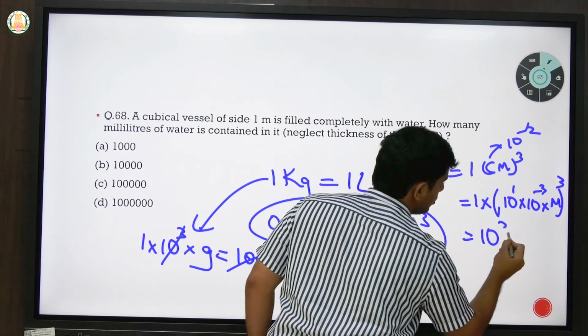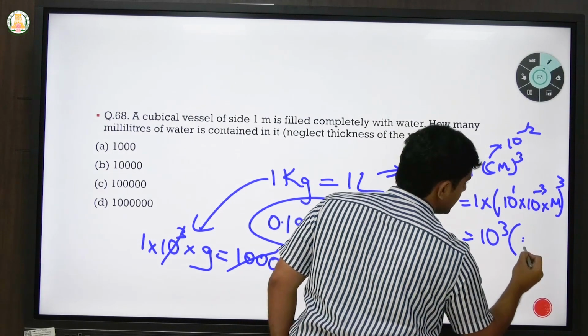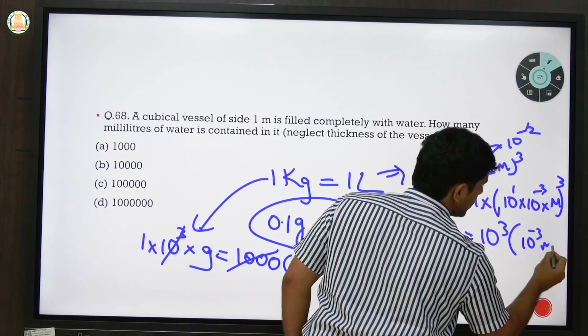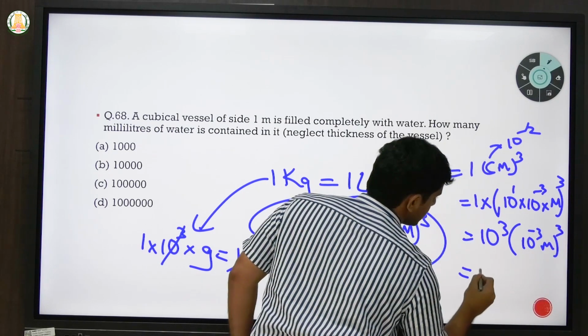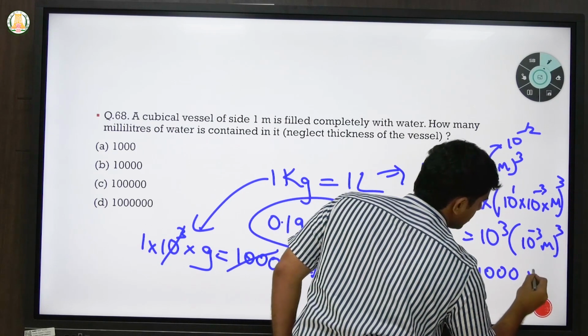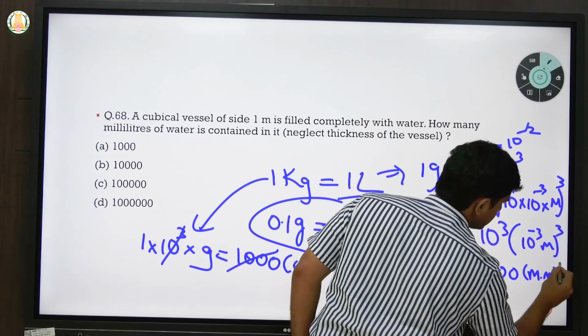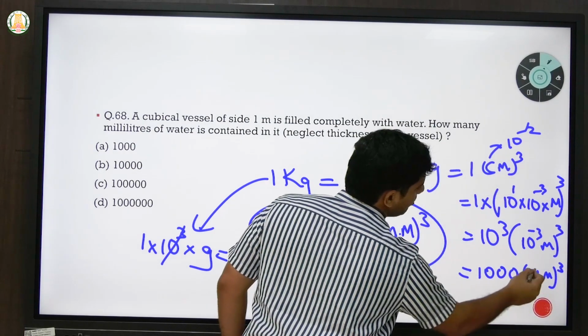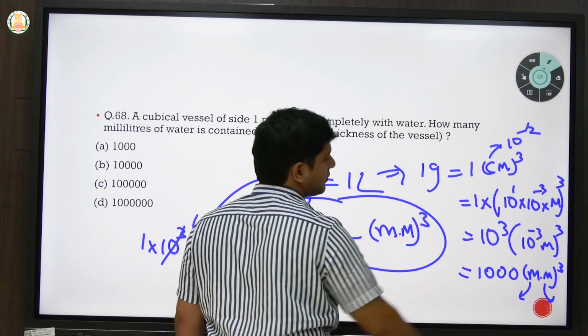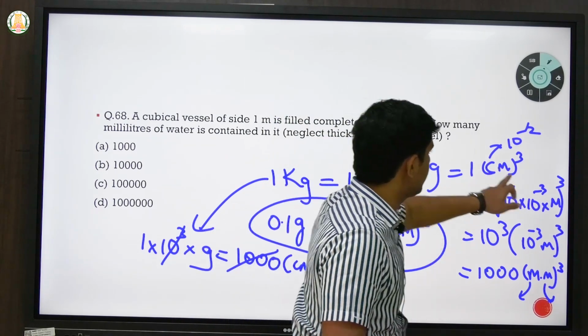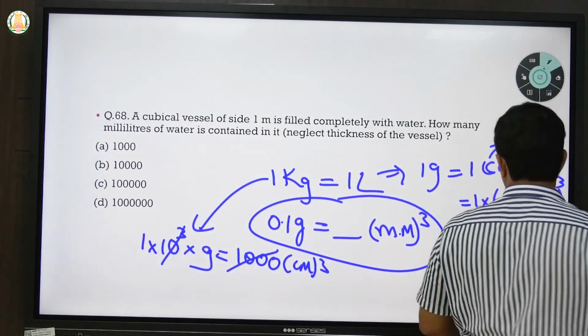So it will be 10 cube into 10 power minus 3 meter whole cube, which is 1000 millimeter cube. Remember this m means milli, this m means meter. So there's a difference. Similarly, this c means centi, but m means meters. So answer must be 1000.